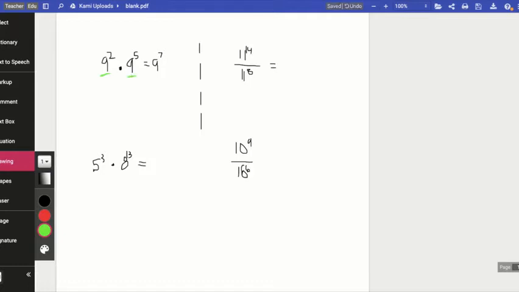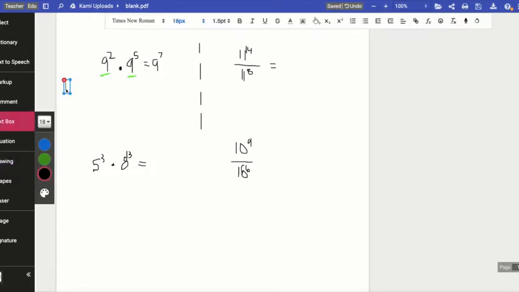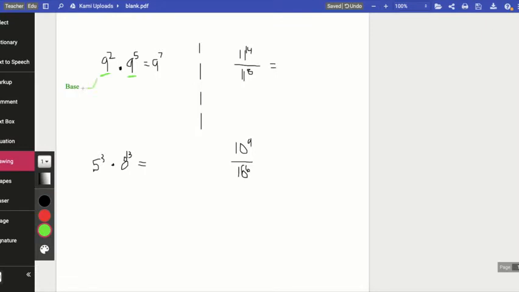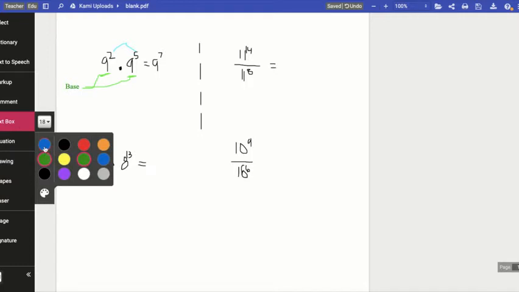Here we have a base of 9, and I'm going to type that in. This is the base. If the bases are not the same, then we cannot use our tricks. Here, 9 squared times 9 to the 5th, that means that you have 7 9s altogether. When we multiply, that's how we got that 7 by adding the exponents. I also want to make a note that this 2 and this 5, they do not need to be the same, and we call those exponents.